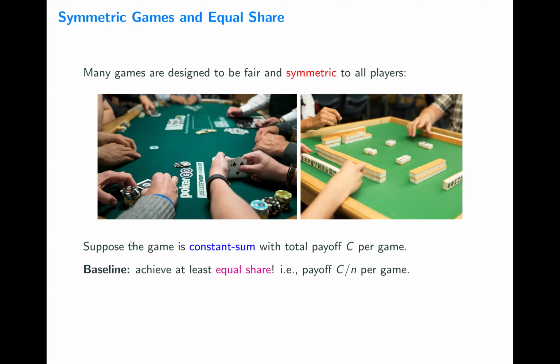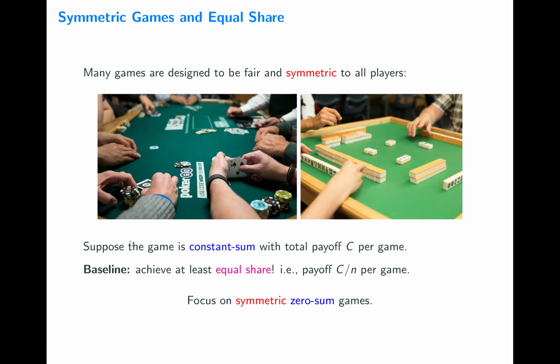So the baseline we want to achieve in this game is at least an equal share. When we play Mahjong, a 4-player game, we want to win at least 1/4 of the games. In general, we want to achieve a payoff of C over N per game. This sounds like a very standard baseline. We hope our superintelligence, or whatever superhuman AI, is able to at least achieve this. Okay.